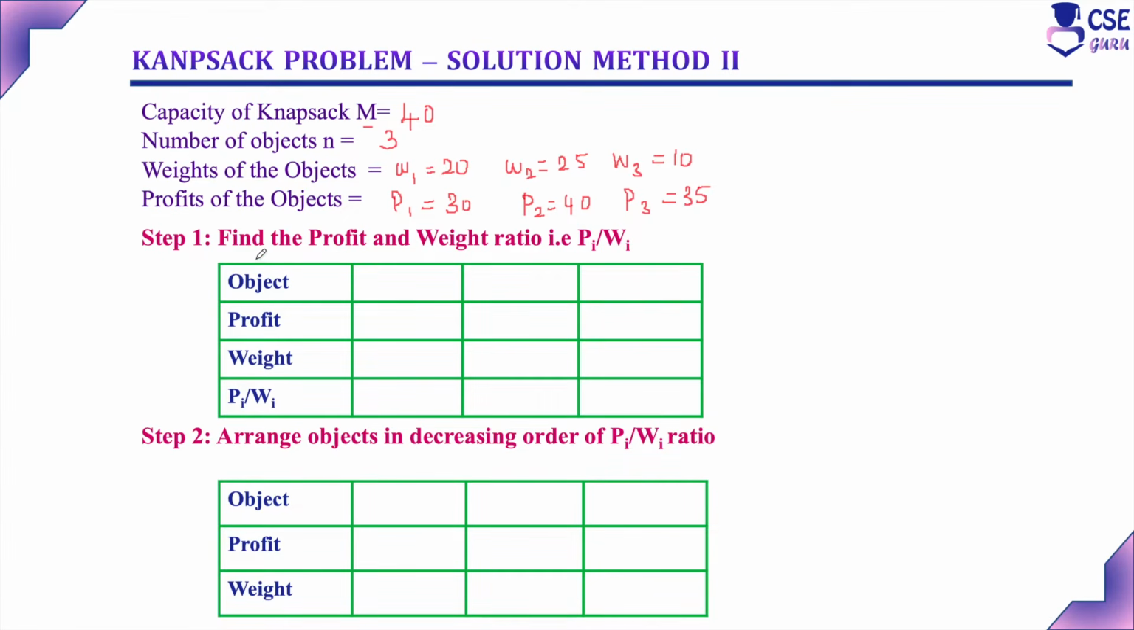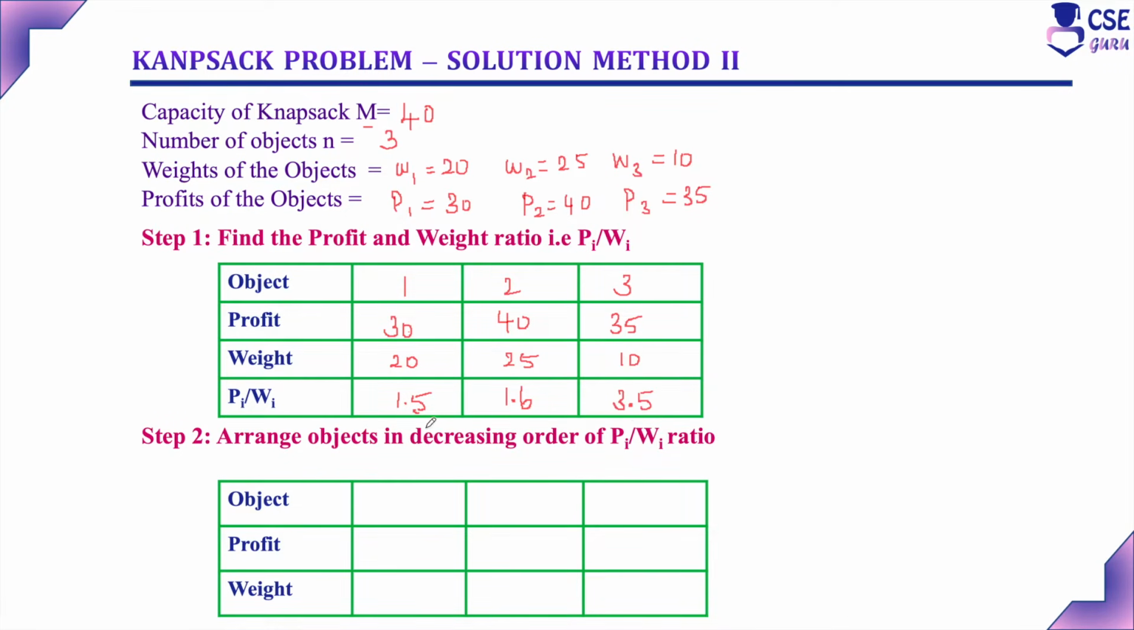So the first step is to find the profit and weight ratio, that is Pi by Wi. There are 3 objects, 1, 2 and 3. The profits are P1 is 30, P2 is 40 and P3 is 35, and the corresponding weights are 20, 25 and 10. So we need to find the profit weight ratio. 30 divided by 20 is 1.5. 40 divided by 25 is 1.6. And 35 by 10 is 3.5.